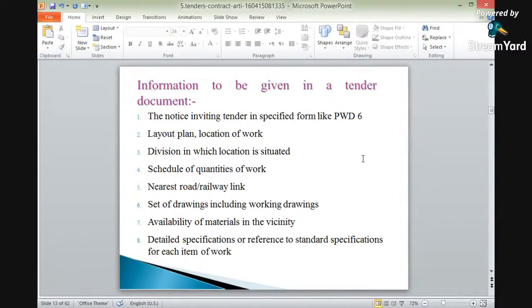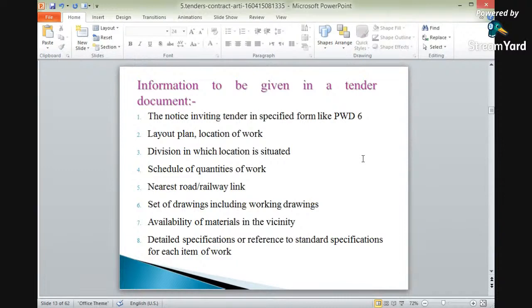Okay. Again, the eighth point is the detailed specifications. Again, specifications are important in tender documents. So detailed specifications are in reference to the standard specifications for each item of work. Okay. Detailed specification means the type of work and the various ratios. For example, for RCC work, what will be the specification of RCC work? The ratio for RCC is 1 to 4, that is cement, sand and aggregates.